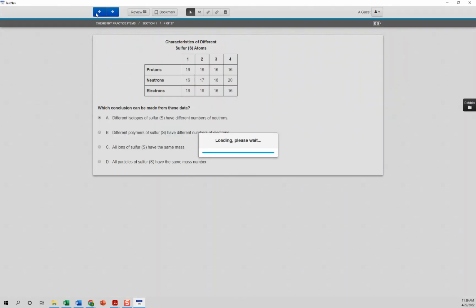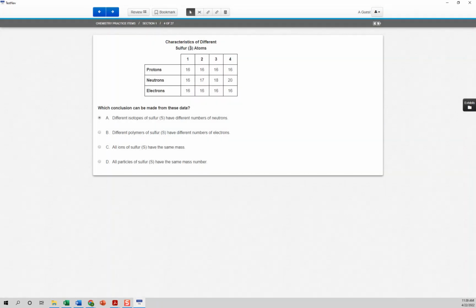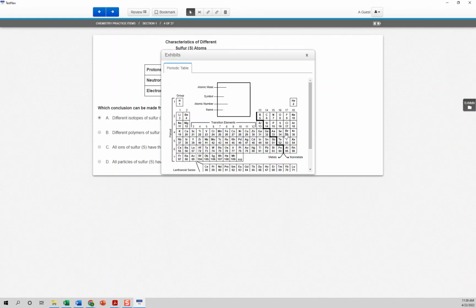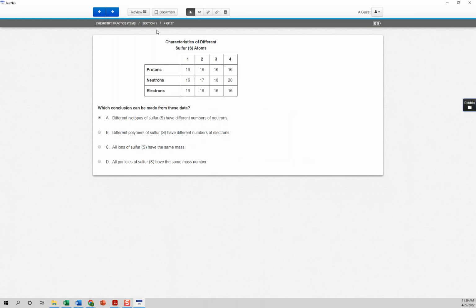Okay, also notice here that they said sulfur, parentheses S. So if I wanted to look at my periodic table, I know I'm looking up that one to figure out sulfur, all right? But really no need to do that because they gave you the atomic number right here, okay?